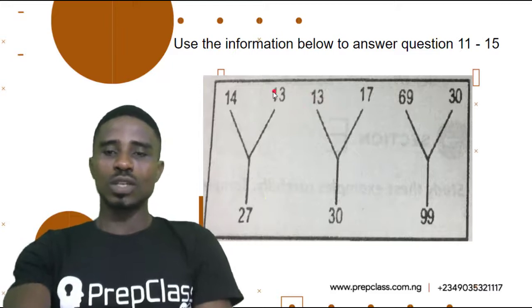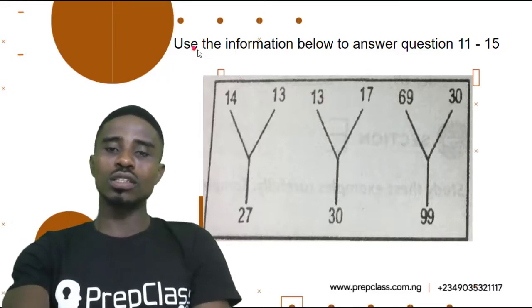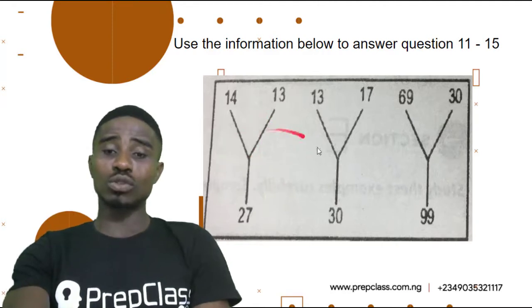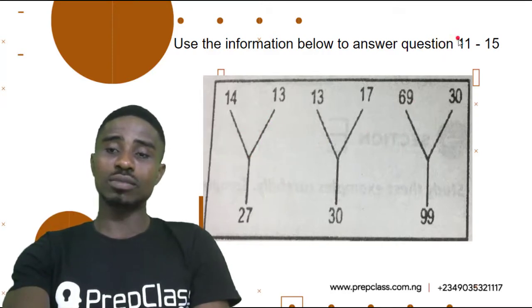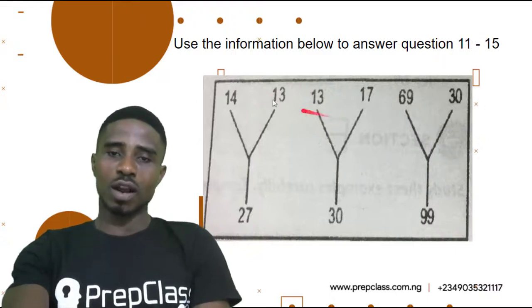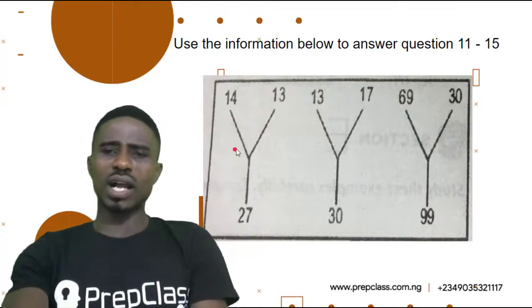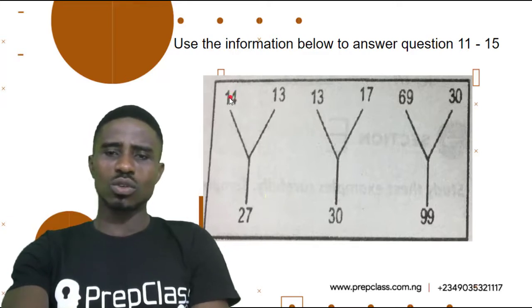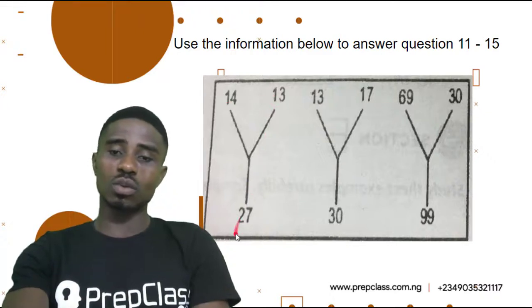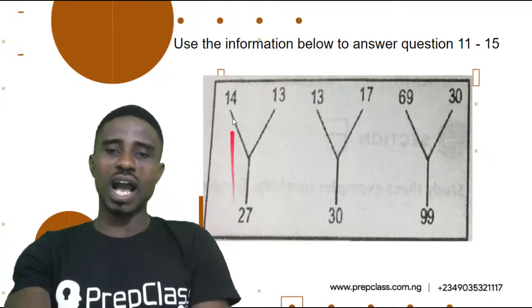So, in this session, we're going to be using these examples to solve questions 11 to 15. Now, we have 14, 13, 27. We're just going to use trial and error to see how these numbers are connected, or how these answers were gotten. So 13 plus 14, or 14 plus 13, is equal to 27. So basically, we are adding the above to get the below.